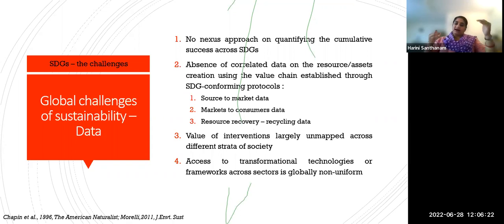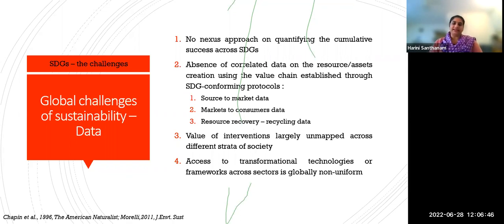Apart from this, after the use of the resource itself, how resource recovery and recycling is established also forms a big part of the value chain, and that has to be established through appropriate data. Apart from this, what are the values of interventions? Okay, so this is also largely unmapped.